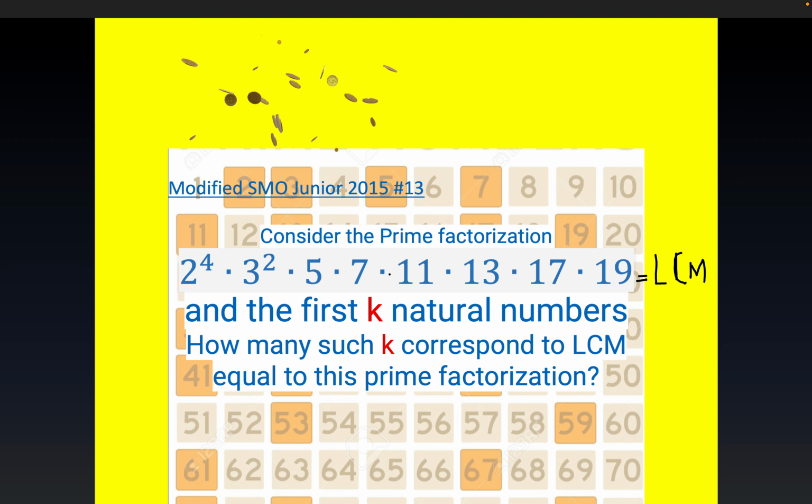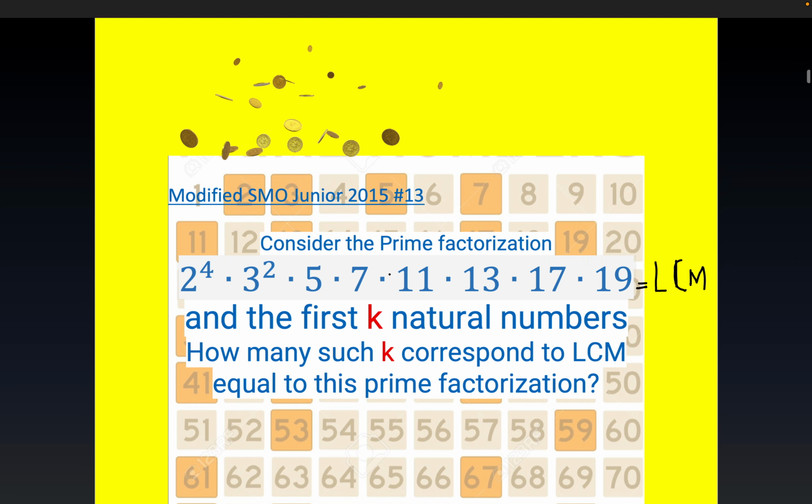I'm telling you it's an LCM, and I want to know how many consecutive natural numbers would correspond to this least common multiple, folks. That's what LCM stands for. It's an abbreviation for the least common multiple. It's the smallest number that is a multiple of the given numbers.